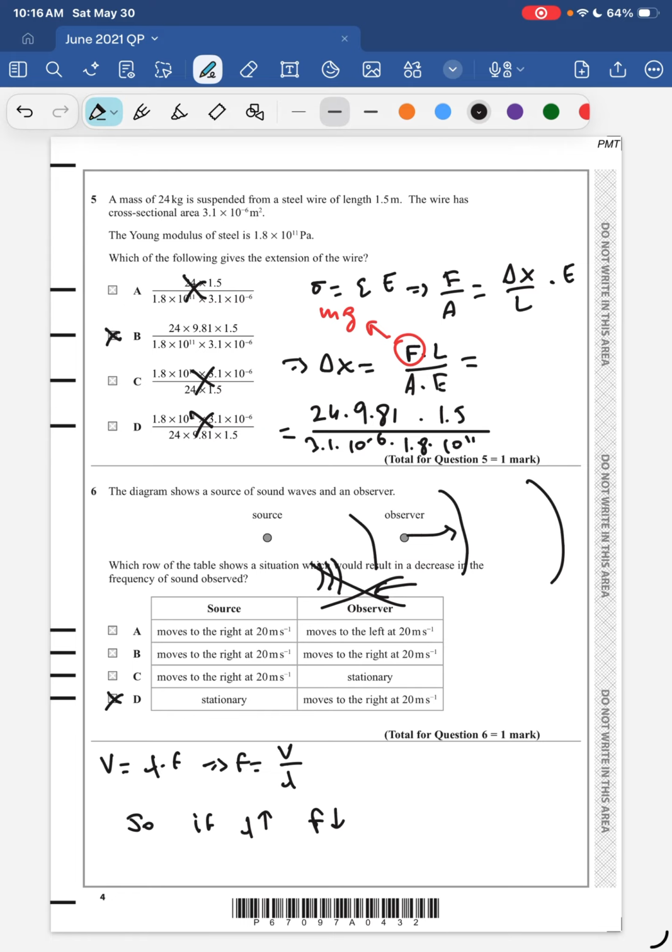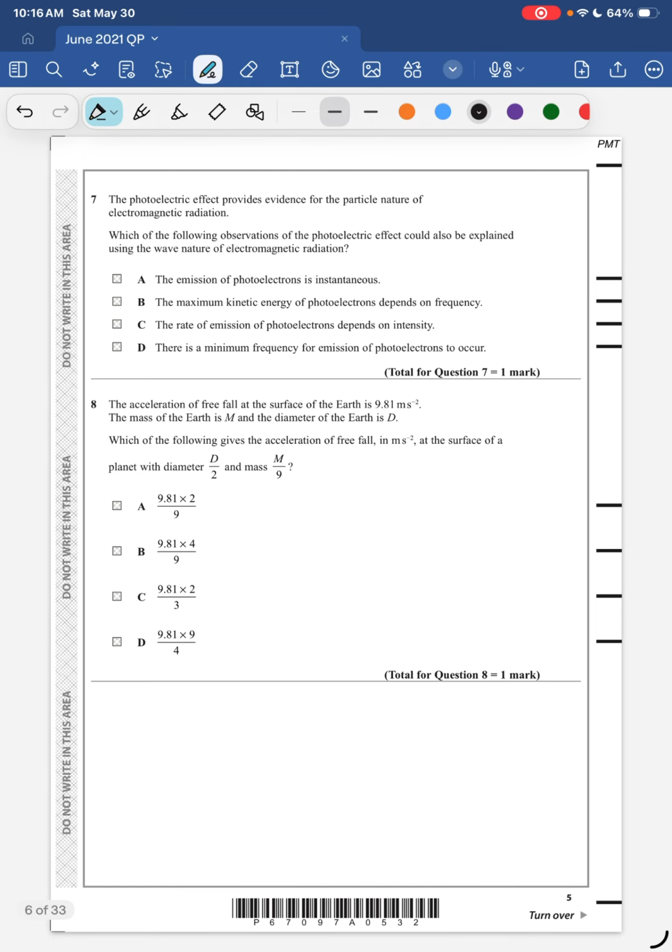Let's move on to question number 7. The photoelectric effect provides evidence for the particle nature of electromagnetic radiation. Which of the following observations of the photoelectric effect could also be explained using the wave nature of electromagnetic radiation? Okay. Option A, the emission of photoelectrons is instantaneous. That's only explained by the particle nature, so no. B, the maximum kinetic energy of photoelectrons depends on frequency, also explained by the particle nature, so no.